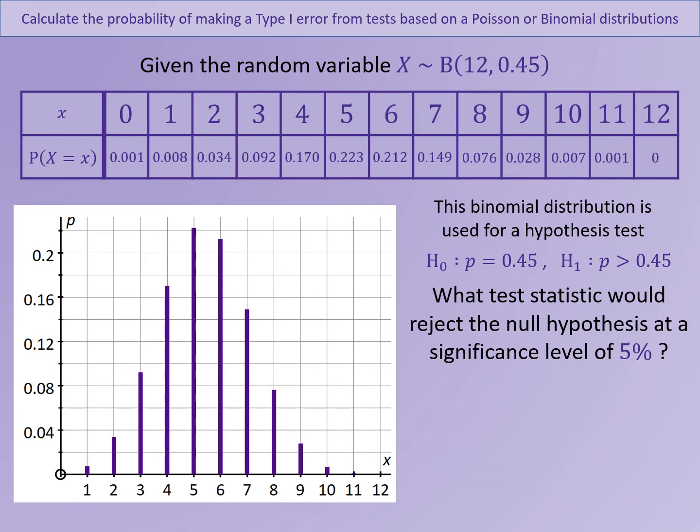Suppose that there is a hypothesis test where the null hypothesis is that p is 0.45 and the alternative hypothesis is that p is greater than 0.45. We want to know what test statistic would we reject the null hypothesis if we had set a significance level of 5%.